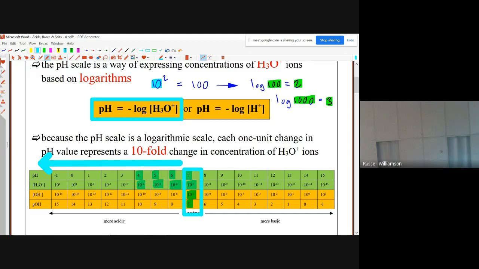Now that also means less hydroxide. So we'll see that hydroxide went from 10 to the minus 6 to 10 to the minus 8. And we can see that the pOH value, as hydroxide concentration decreases, our pOH increases. So here, larger number means less.